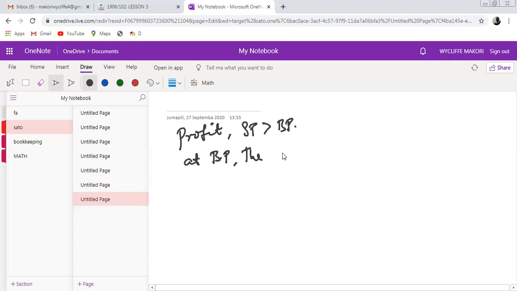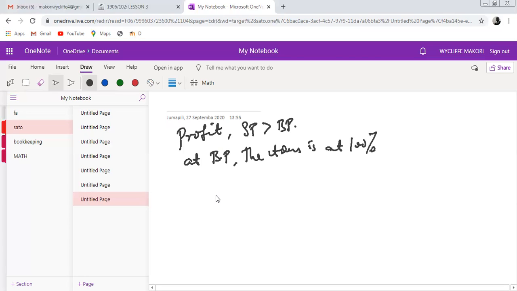At buying price, the item is at 100%. If you buy an item and you sell that particular item at the same buying price, then there is no profit and no loss that you are going to incur, if there are no other expenses attached to that particular item. So if you sell it above the buying price, then there is going to be a profit.